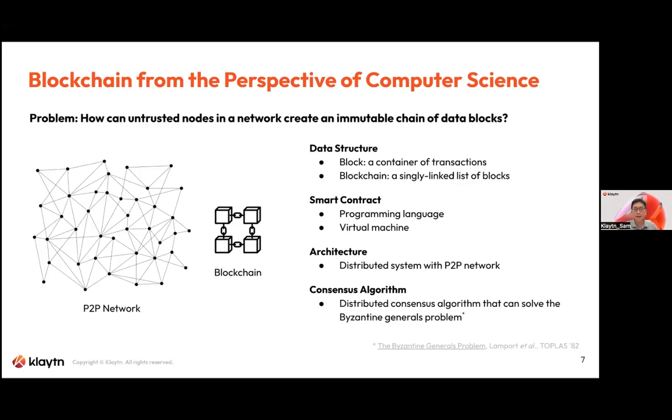And lastly, and the most important part in blockchain, is the consensus algorithm. The problem that the consensus algorithms in blockchains are solving is called the Byzantine generals problem, which was defined by Lamport back in 1982. So we are solving this consensus problem and also the data immutability problem by using traditional data structures, programming languages, network architecture, and so on.